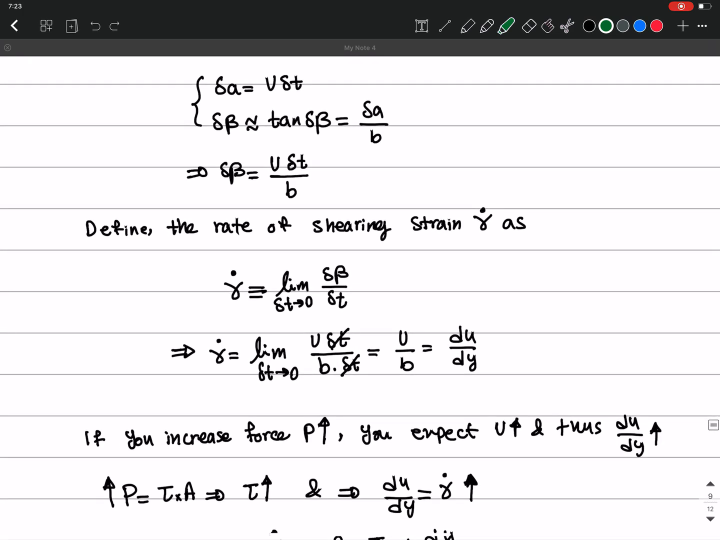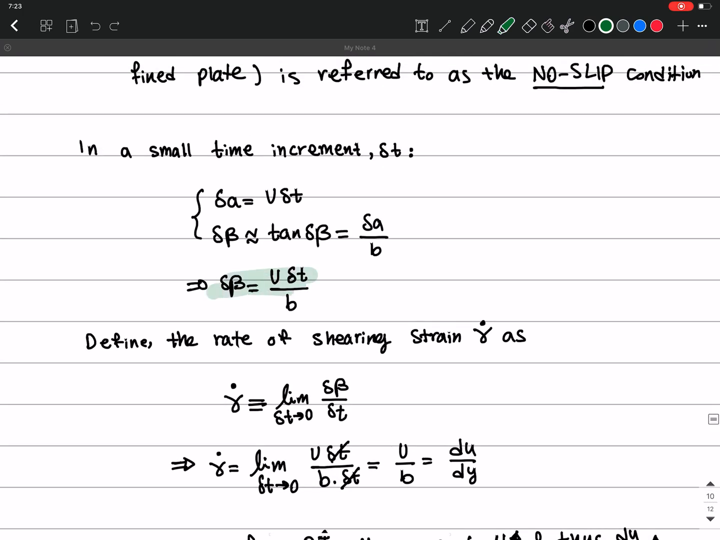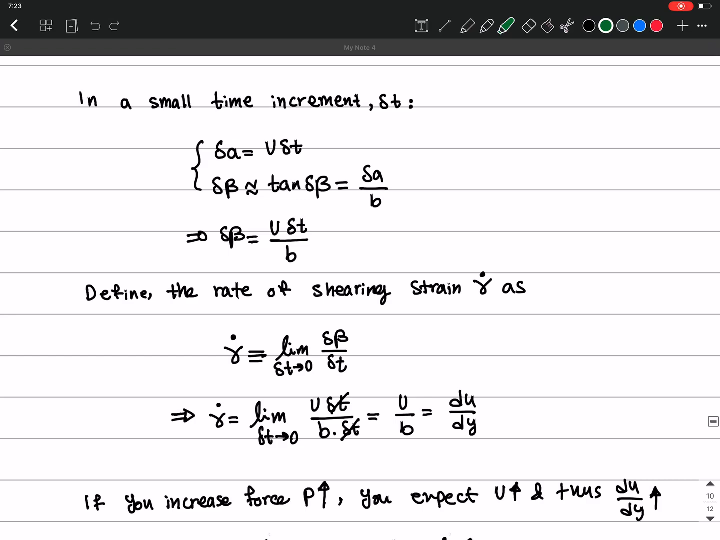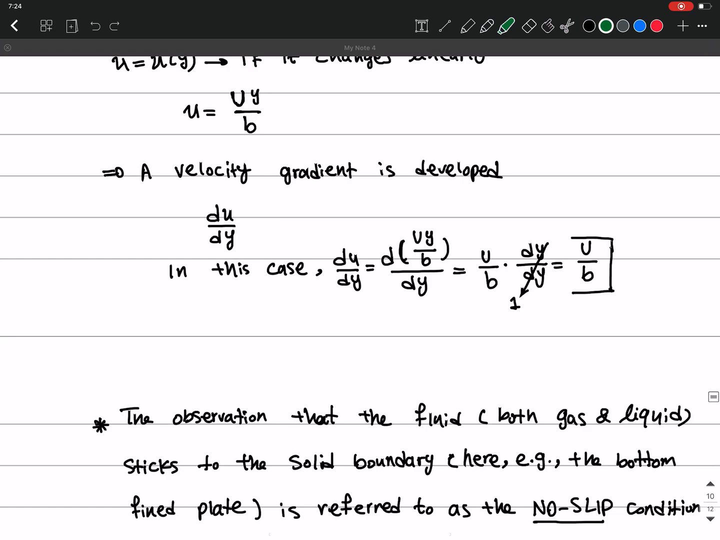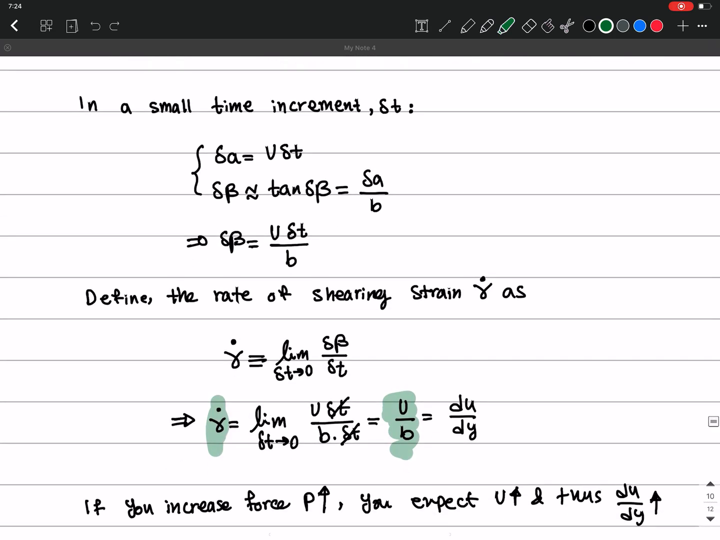And then we used this and found that delta beta should be u delta t over b, okay? And then we defined the rate of shearing strain, gamma dot, as the limit as delta t goes to 0 of delta beta over delta t. And then if you substitute everything, you get that gamma dot is actually u over b. And u over b we found is du over dy. So the rate of shearing strain, or shearing strain rate, is nothing other than the velocity gradient du over dy.